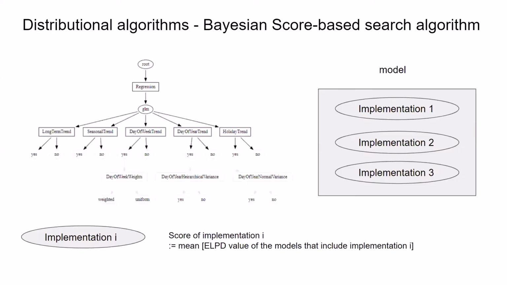So the first variant of the Bayesian model search algorithm is the score-based search algorithm. At each iteration, we first compute the score of implementations. The score of each implementation is defined as the mean ELPD value of the models A, whose ELPD values have been computed at previous iterations, and B, that contain that specific implementation. As each model is defined as a combination of several implementations, the score of a model equals the sum of the scores of its implementations. The selection probability of each model is proportional to its score.